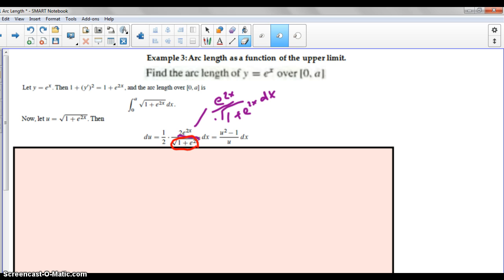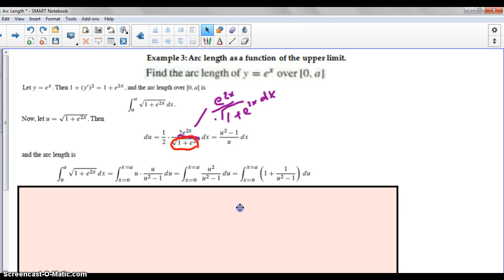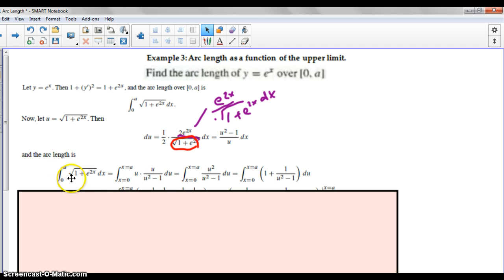Let's get rid of these traces here. Alright, so we're going to take our expression, the square root of 1 plus e to the 2x, and we're going to send it off into the integral. Note that here we have our original function. Here is our original u, that's in green. And in blue, our dx gets replaced with the second expression here, u over u squared minus 1.